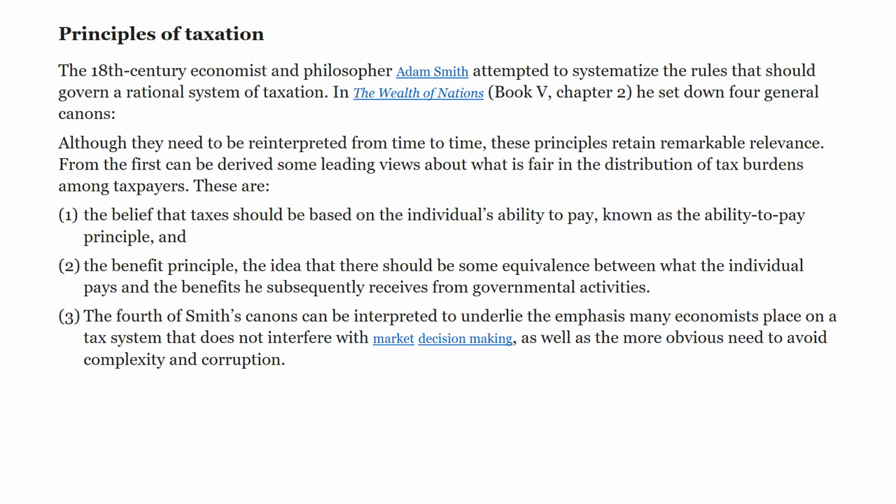And the second principle of taxation, according to Adam Smith, is the idea that there should be some equivalence between what the individual pays and the benefits he subsequently receives from the governmental activities. That is also another thing we need to ensure. For example, sir, I am paying 20,000 rupees taxes per year, and the benefits he or she subsequently receives from the governmental activities. But this is a little complicated one.